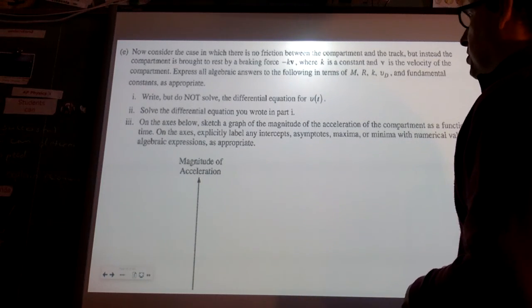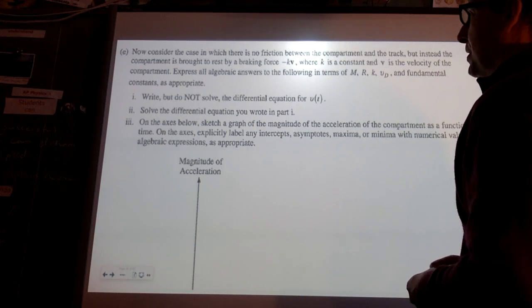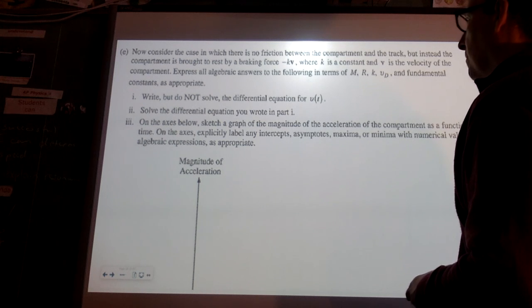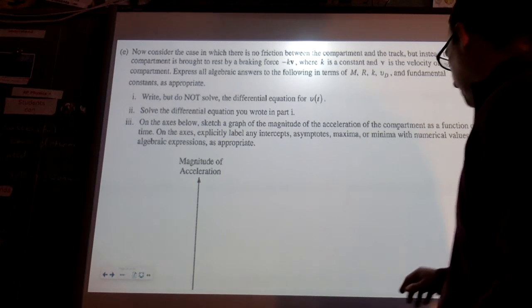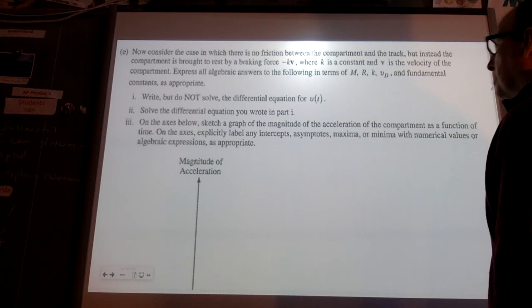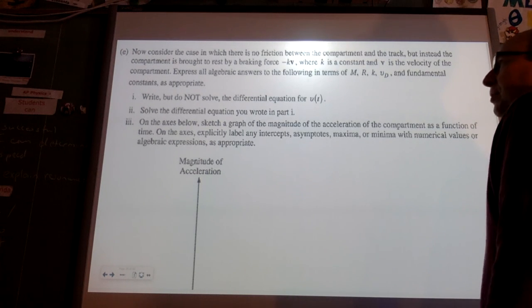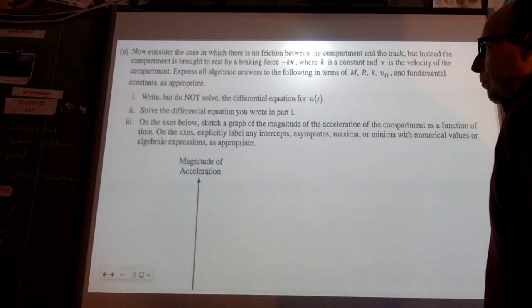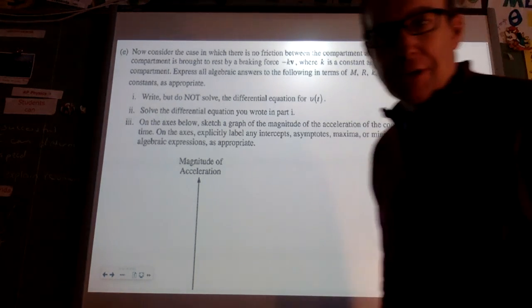Now consider the case in which there is no friction between the compartment and the track, but instead the compartment is brought to rest by a braking force negative kv, where k is a constant and v is the velocity of the compartment. Express all algebraic answers in terms of m, r, k, and VD and fundamental constants as appropriate. Write but do not solve the differential equation for v of t.